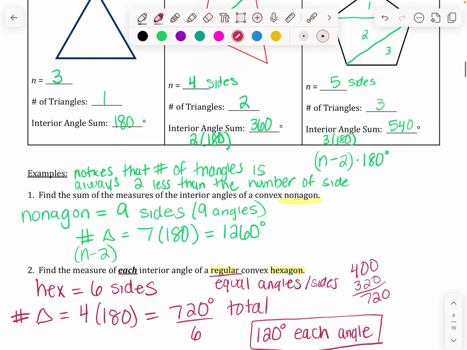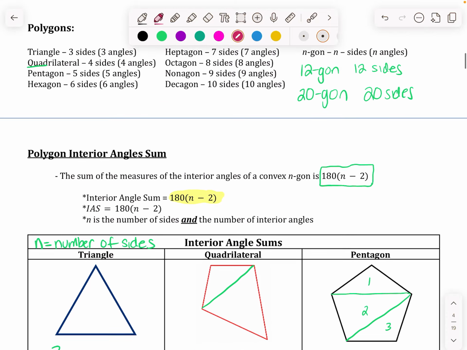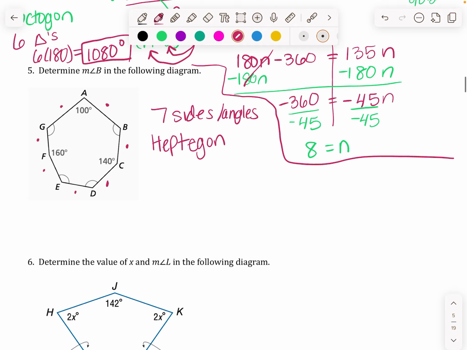And hopefully I spelled that right. Oh, there's an A. Heptagon. We know that my spelling's not the best. Sorry about that. Okay. And then we see that angles B, D, E, and G are marked with that congruent mark. So those are all the same.